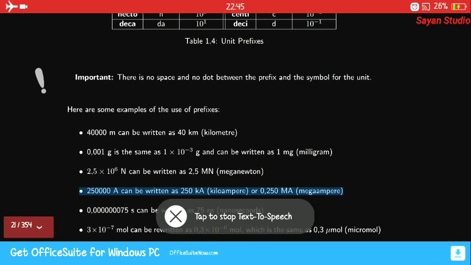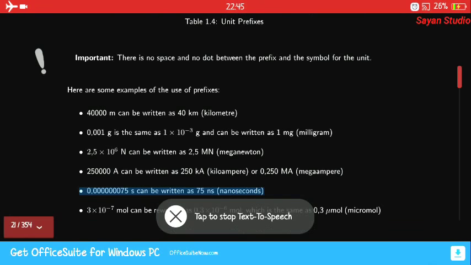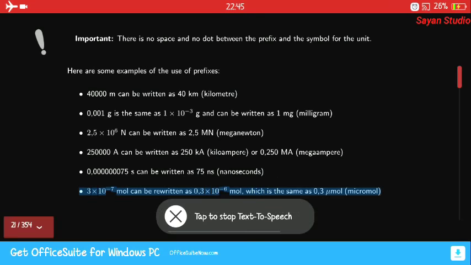250,000 A can be written as 250 kiloamperes, or 0.250 megaamperes. 0.0075 S can be written as 75 nanoseconds. 3 × 10^7 moles can be rewritten as 0.3 × 10^6 moles, which is the same as 0.3 micromole.